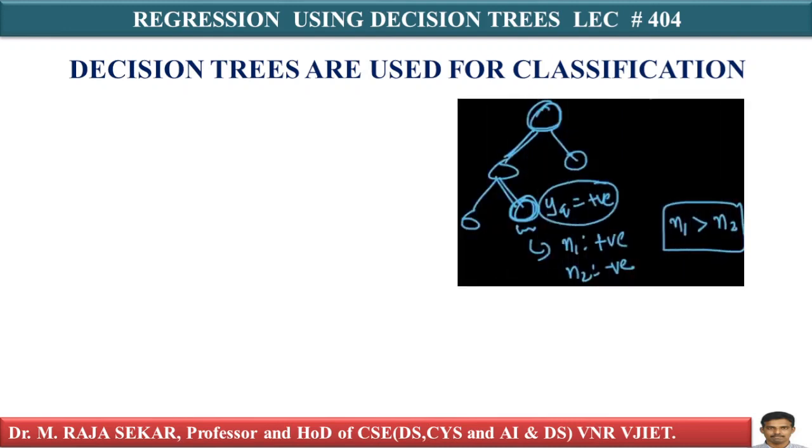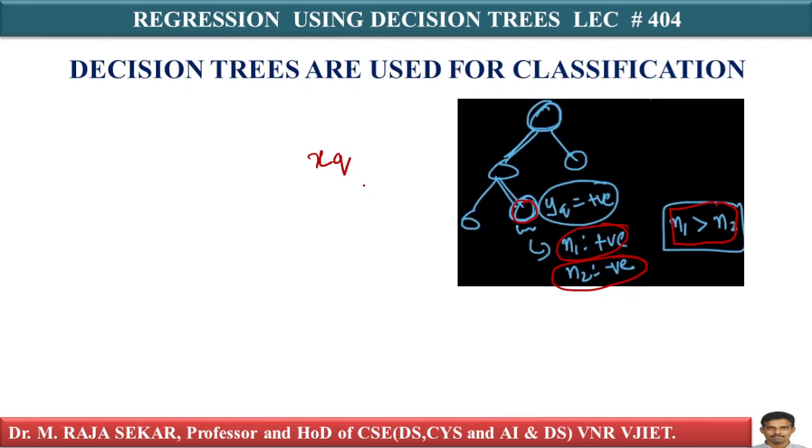Suppose this is my decision tree. Let me assume this is my leaf node. At the leaf node, I have n1 positive points and n2 negative points. If n1 is greater than n2, given a query point xq, what is my xq?